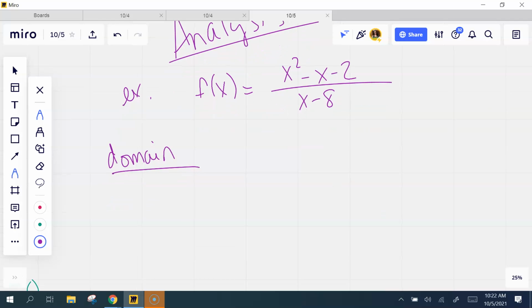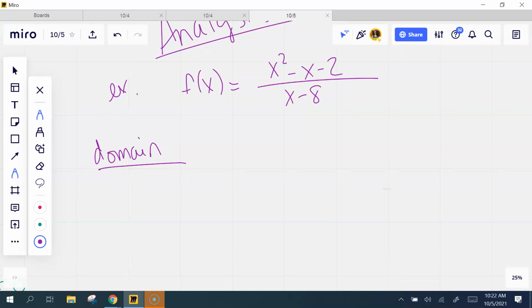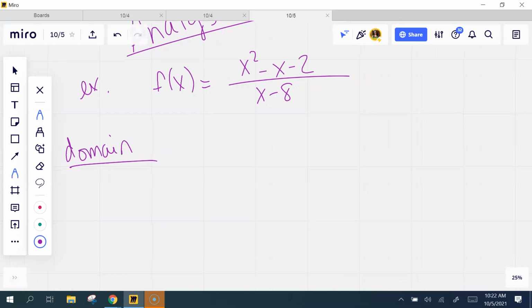Can you find the domain? Think back, Algebra 2, and even the beginning of this year. Yes. How can I find the domain? I need to find what x can't be, right? To find the domain, I find what x can't be. So is there anything here that x cannot be? Positive 8. Why can x not be positive 8?